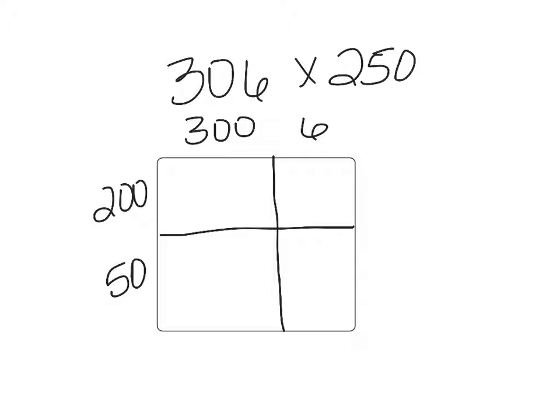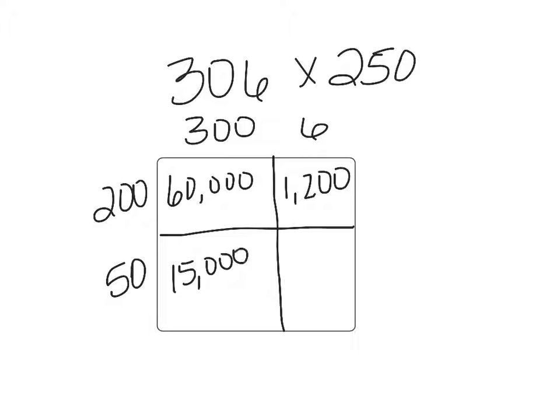My first place to start is 200 times 300, and that gives me 60,000. And I have 200 times 6, which is 1,200. 50 times 30 would be 15,000. And 50 times 6 is 300.